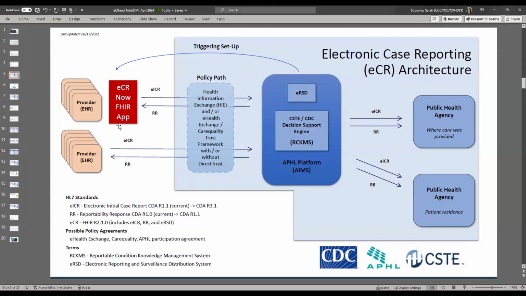That triggers an electronic initial case report, which is sent through to this intermediary AIMS platform. There it's compared to the rules for reportability from all the different public health agencies. And then it's sent on to public health agencies to which that case is reportable that have jurisdiction. So it can be sent on to your tribe if the tribal public health agency is where the care was provided, and say the person is living somewhere else, or maybe isn't even a tribal member, the report can be sent to a different place as well.